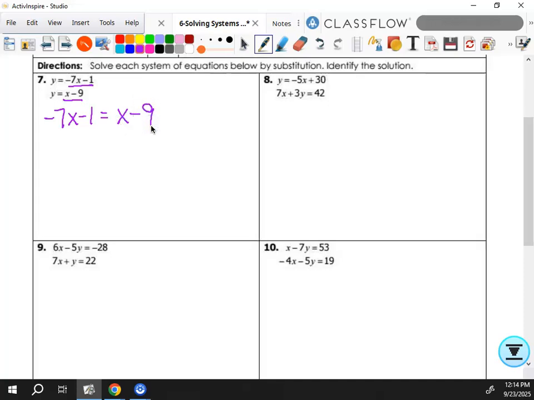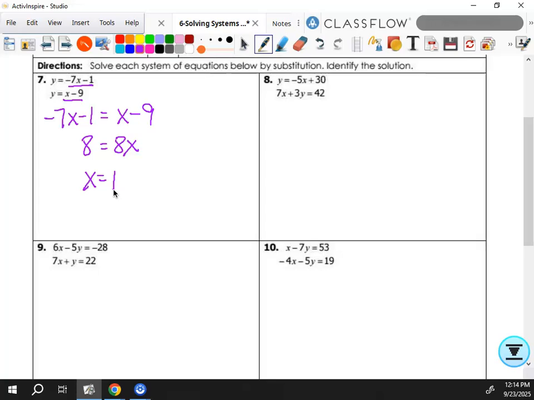Okay. And then you can do whatever makes the most sense to you. Next, I would move the 7x and I would move it to the right so I can add it. So that'll give me 8x over here. Then I'd add 9 to both sides. So that's going to give me 8 over here. And I get x equals 1. Everybody good with that? Any questions at this point?